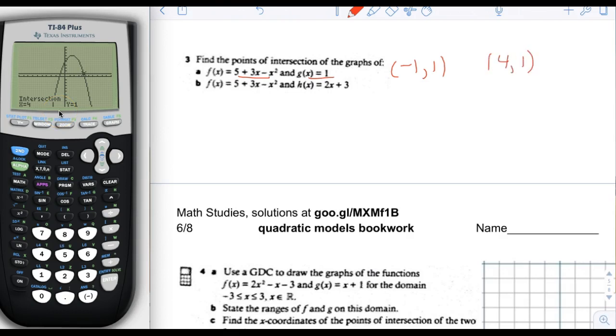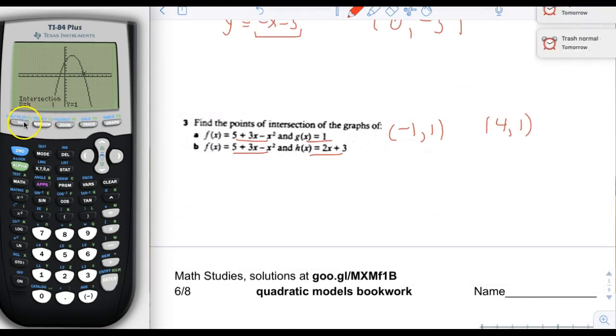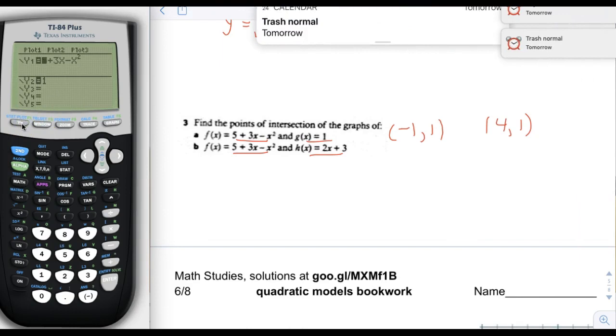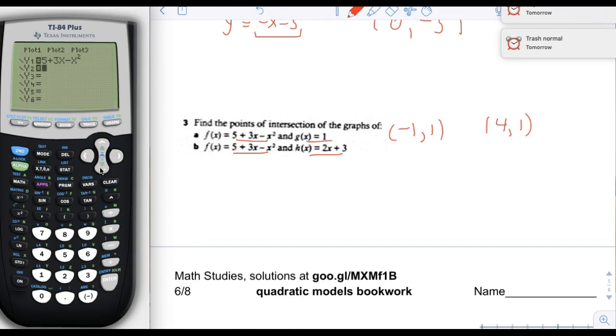Okay. Now the next one has the same f function and a different h function. Okay, so let's find that. So we're going to put, 5 plus 3x minus x squared, 2x plus 3.